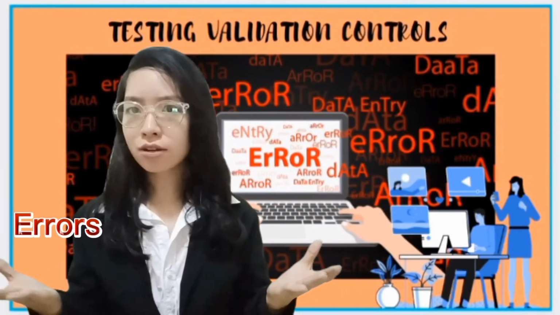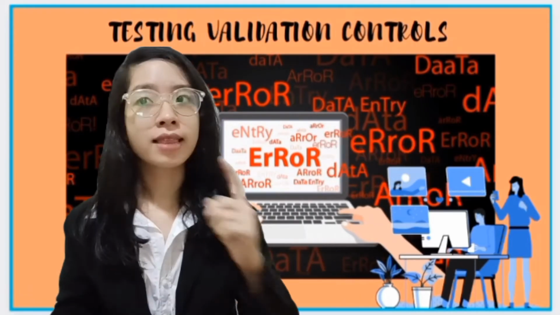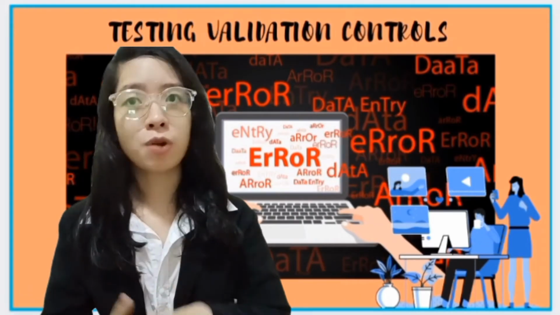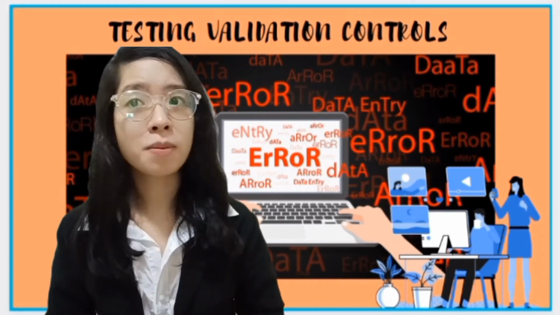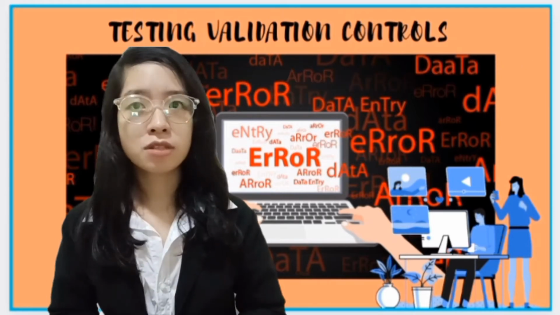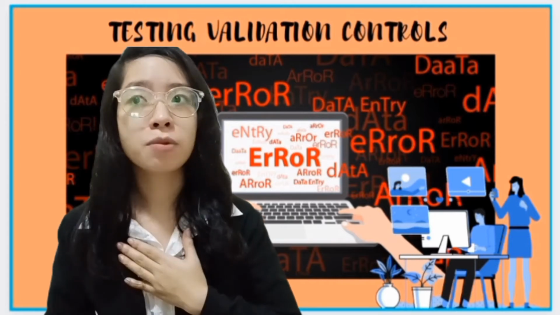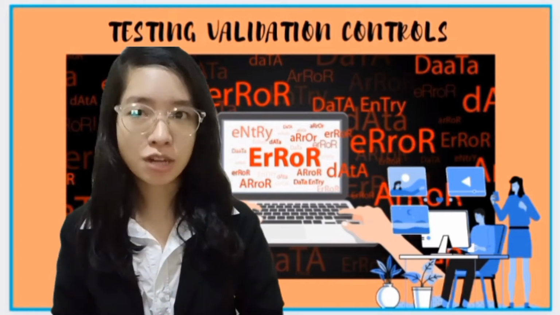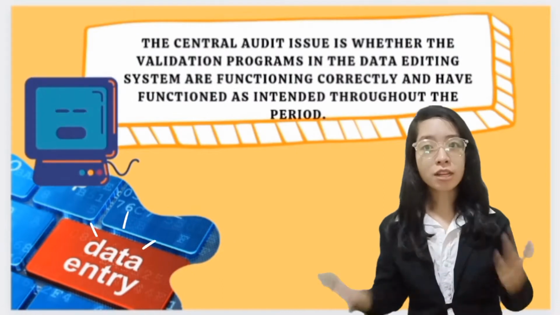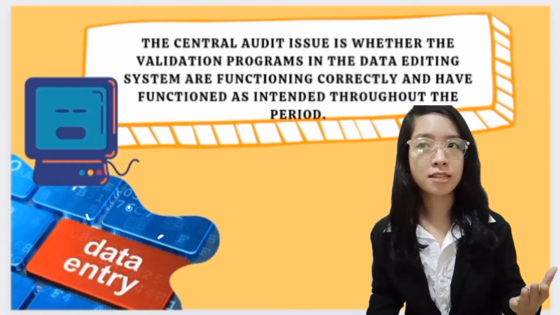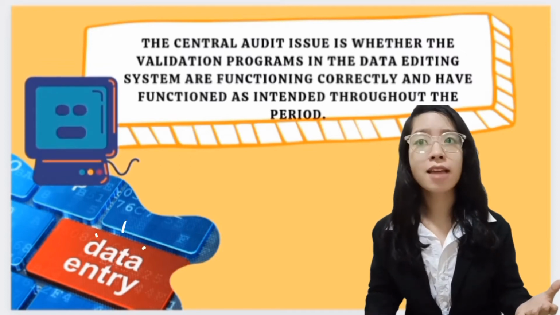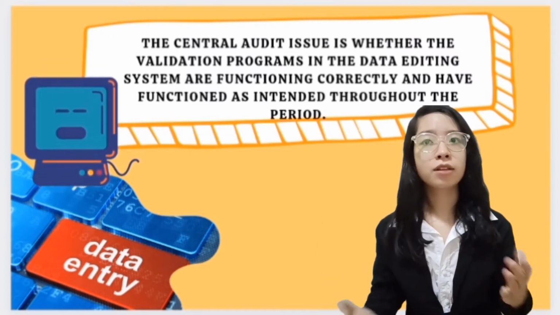Errors here, errors there, errors everywhere. Data entry errors can slip through edit programs undetected, and can cause recorded accounts payable and expense amounts to be materially misstated. The audit procedures that I will be discussing can provide evidence about the accuracy assertion. The central audit issue is whether the validation programs in the data editing system are functioning correctly and have functioned as intended throughout the period.